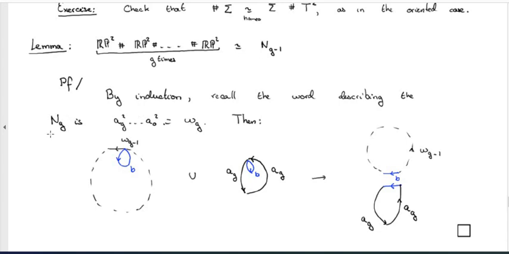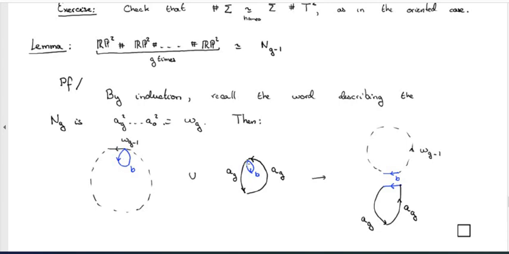So let's take N_G, and if you recall, its planar representation was given by this word that I call W_G here. Then what I do is I take W_{G-1}. This is the word describing the surface N_{G-1}. And now what I'm going to do to it is attach one more RP2. Here I draw RP2. It has its planar representation that is basically like A squared, but now here I call it A_G squared. And now I want to glue this circle to this circle here. We do the same thing.